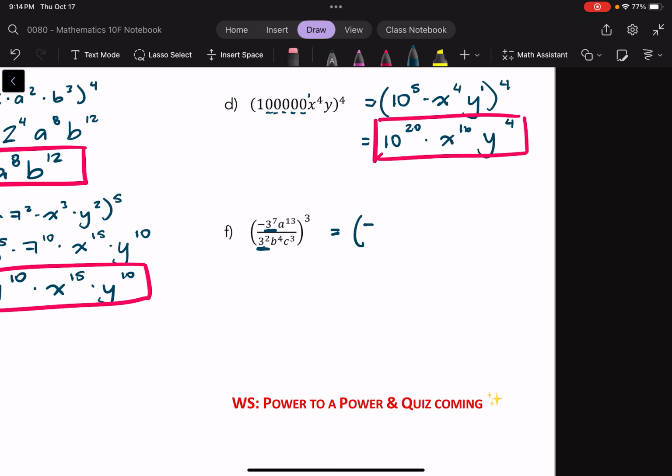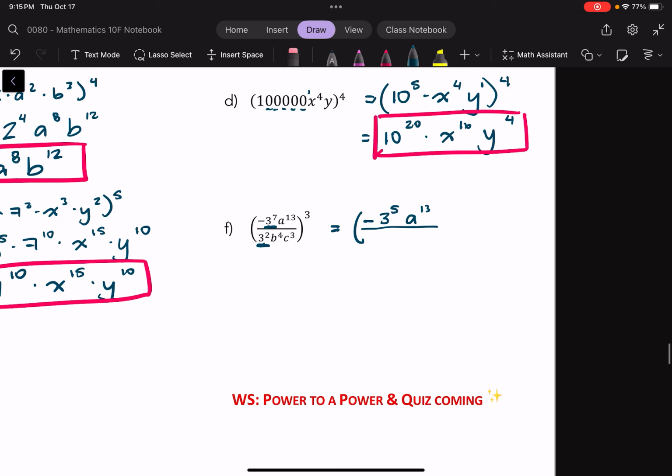Now that negative is just chilling there. It was chilling there before. It's going to stay there after. No sweat. But I get 7 minus 2, which is 5. Now the a to the 13 was hanging out in the numerator. I didn't touch it. I didn't do anything with it. So it stays exactly where it was. Same with the b to the power of 4 and the c cubed, as well as that 3 exponent outside that brackets.